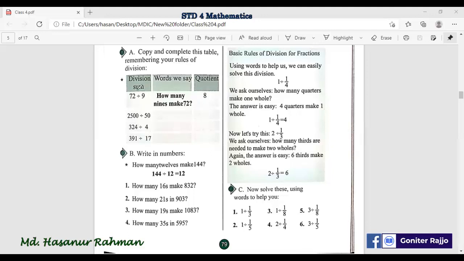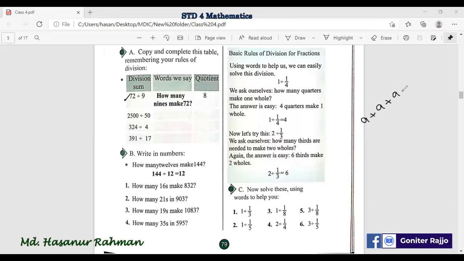So here is already given an example, that is division sums, words we say, and quotient. So 72 divided by 9, so you can say in words, how many 9s make 72. That means 8 9s. So how is this possible? Actually the words say how many 9s.